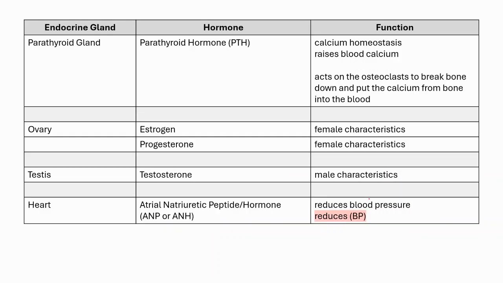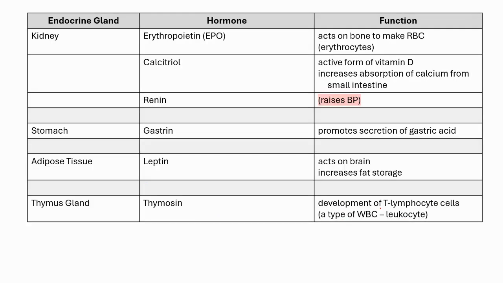Parathyroid gland secretes parathyroid hormone. You got your ovary, testes, heart, and looky there, you've got your heart, which reduces blood pressure. And then your kidney, renin right here, raises blood pressure.